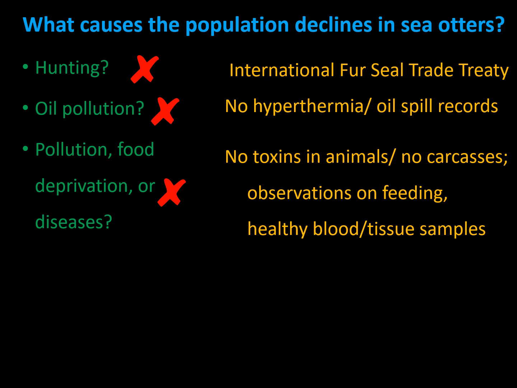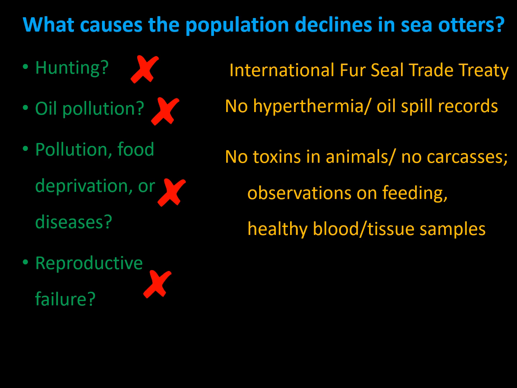But the scientists from USGS who did these observations long term found negative tox screens, and they found no dead animals, no carcasses in the ocean or on the coast. They observed many instances of sea otters feeding on their favorite foods, and most of the time it is sea urchins, and they also like to feed on clams. So plenty of observations on feeding. Body fluid and tissues turn out to be very healthy. So it's not diseases, it's not pollution, it's not lack of food.